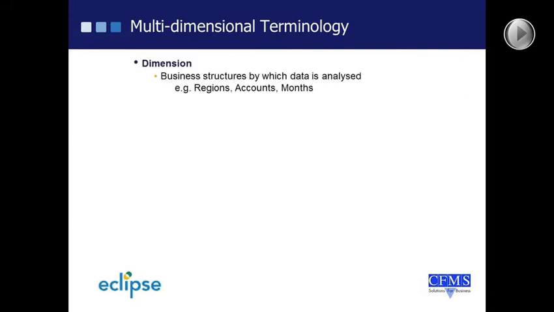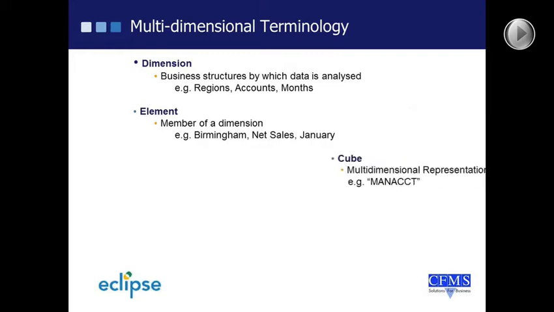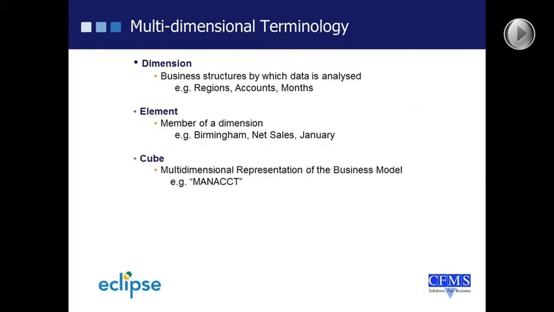So if we start with the terminology, I'll start with the first bullet point, a dimension. That's your core business structure. That's your reporting structures, and it could be regions, accounts, months, customers, products, versions, currencies. Anything you want to report by is a dimension. Dimensions are made up of elements. I think that's self-explanatory. There we have three member elements of the dimensions above. Our type of database, we call them cubes.